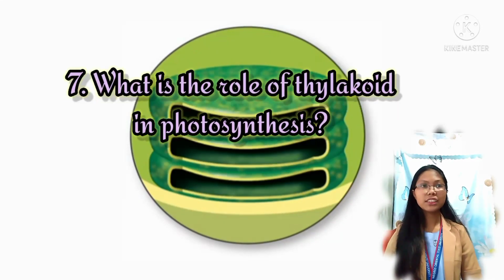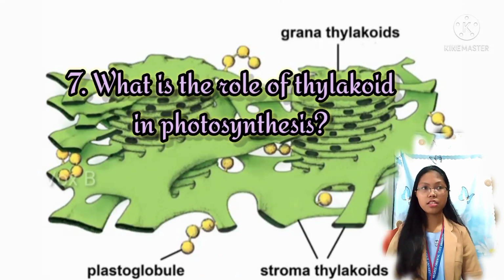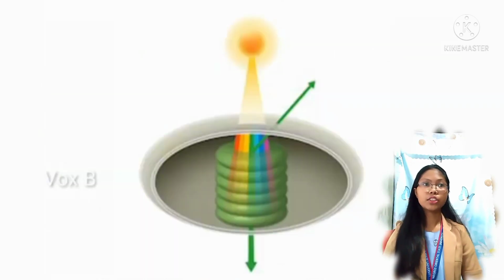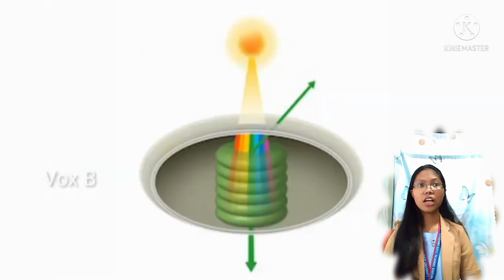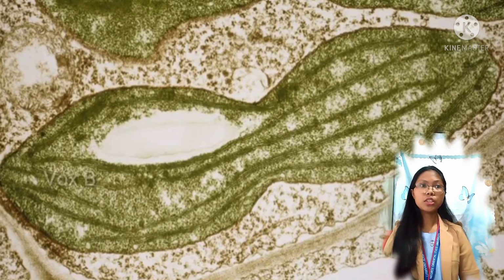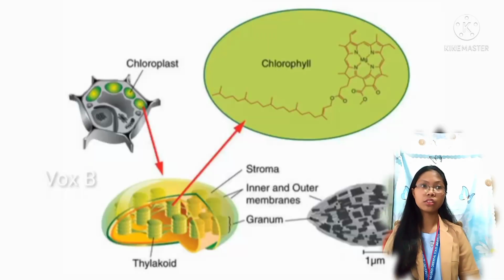Number 7. What is the role of chlorophyll in photosynthesis? A thylakoid is a sheet-like membrane-bound structure that is the site of the light-dependent photosynthesis reaction in chloroplasts and cyanobacteria. It is the site that contains the chlorophyll used to absorb light and use it for biochemical reactions.